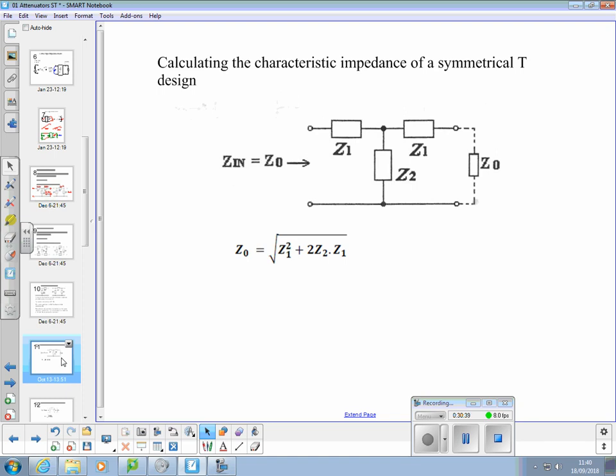What we can do is, if we have the Z in, and we've not got the component values, this is coming to this from a slightly different angle, because what we actually want to do is design for a given input impedance, output impedance and attenuation. But if you had an attenuator there and you knew what the Z1, Z2, Z3 components are, you can calculate the characteristic impedance using that formula. Okay?